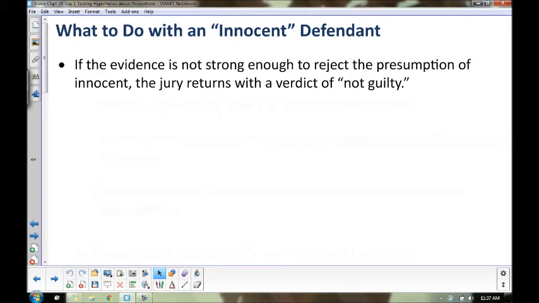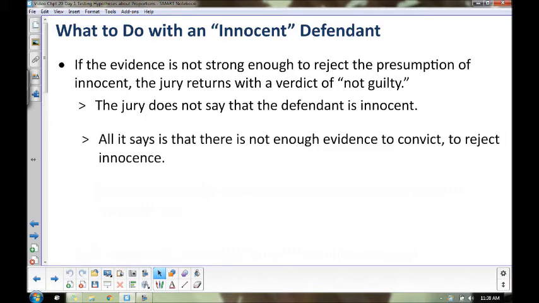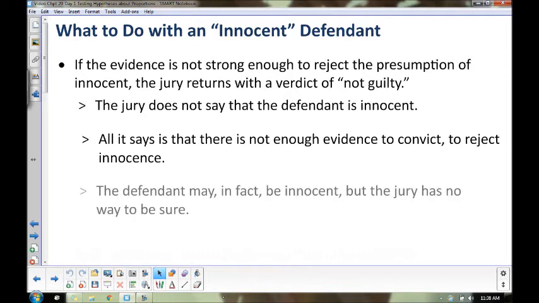So what happens if the defendant is innocent? If the evidence is not strong enough to reject the presumption of innocence, in other words, I'm in court and the prosecution's evidence is just not strong enough to get me beyond that reasonable doubt, then the jury comes back with a not guilty verdict. Notice this is hugely important. They do not tell you that the defendant is innocent. They're basically just telling you that there is not enough evidence to convict. There's not enough evidence to say beyond a reasonable doubt we get to reject their innocence.